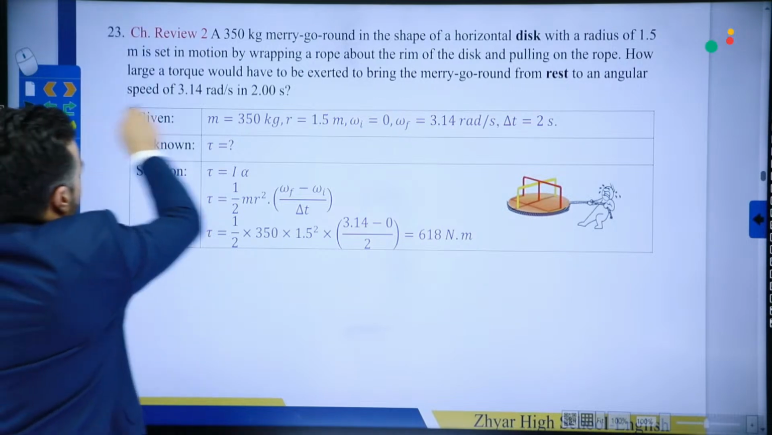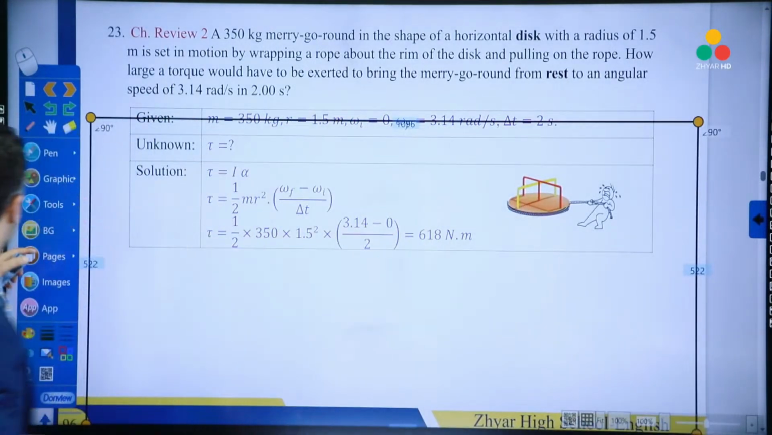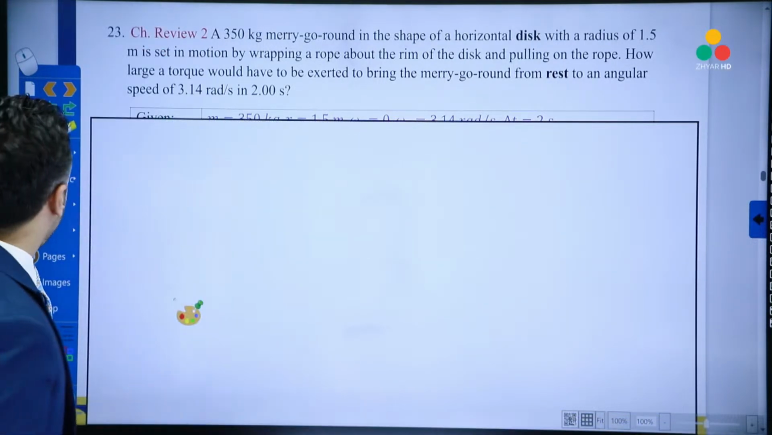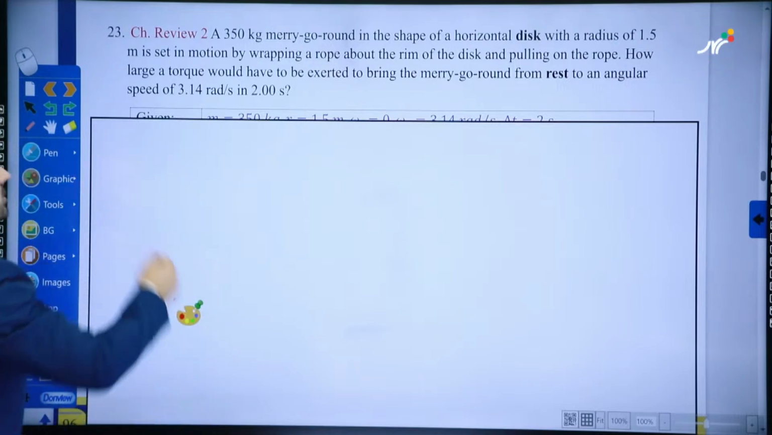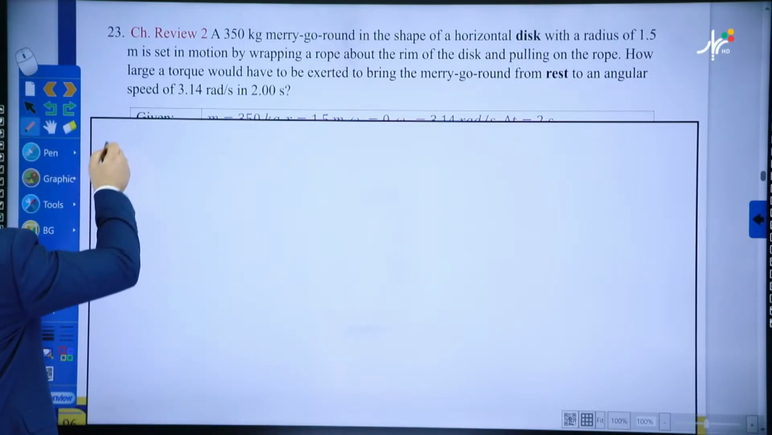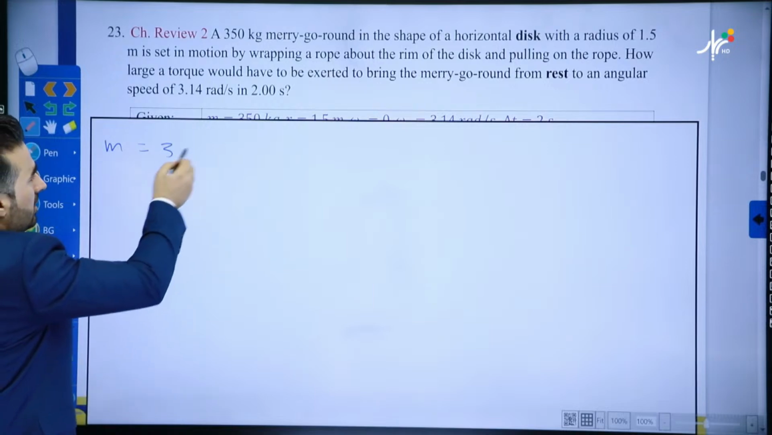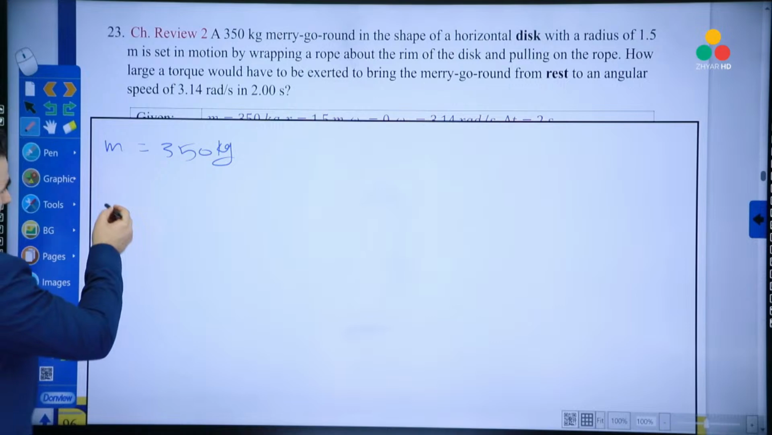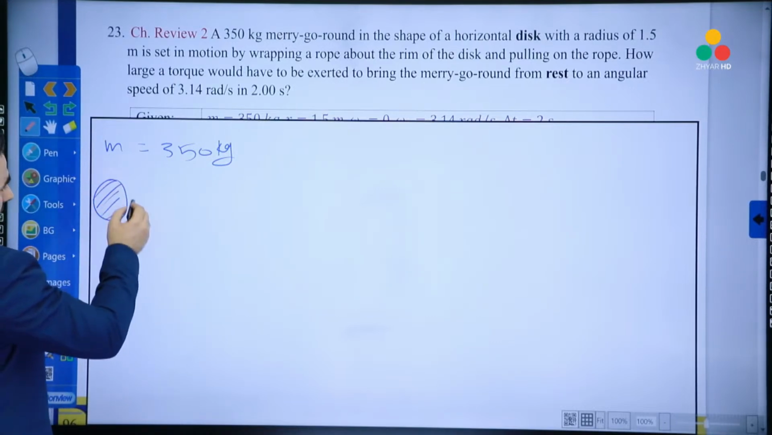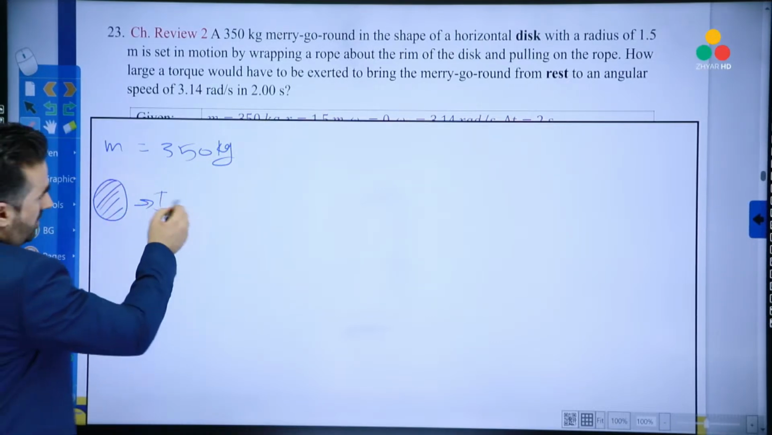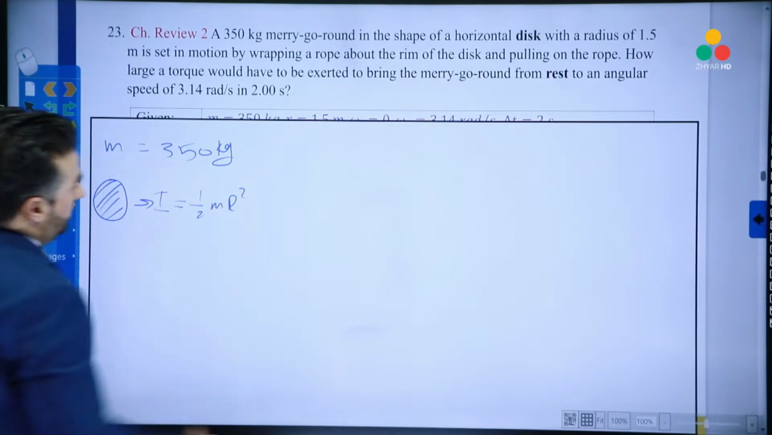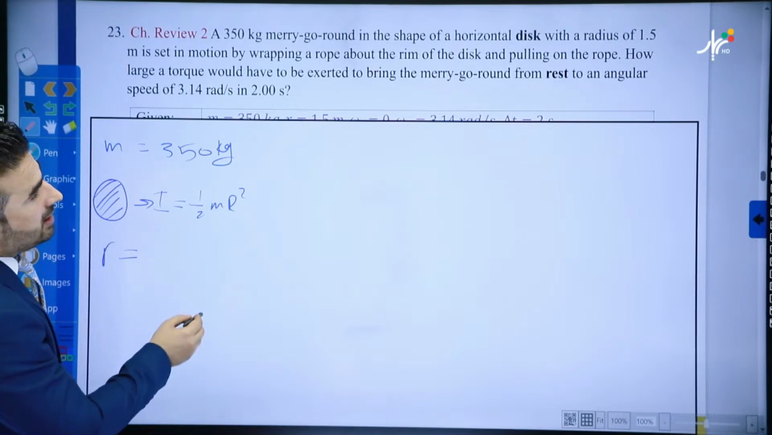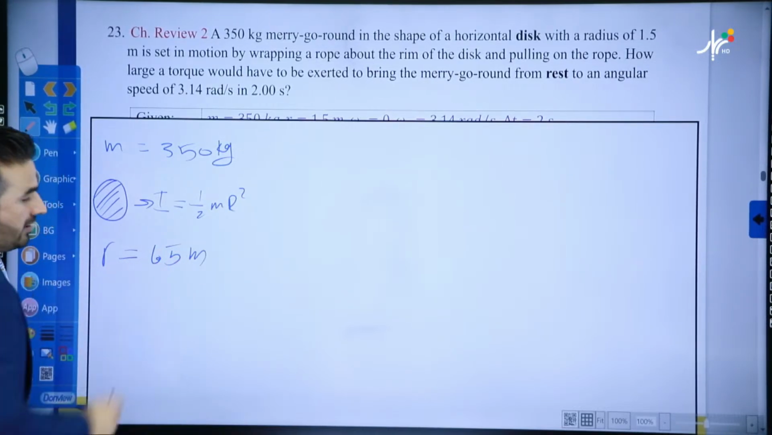So what do we have? We have a merry-go-round, and we're trying to use a rope to pull it and make it rotate. What is the mass? The mass is 350 kilogram. And then the shape of a disc. So we have a disc, and of course the moment of inertia for a disc is going to be 1 over 2 m r squared. Yes? And then the radius is 1.5 meter.